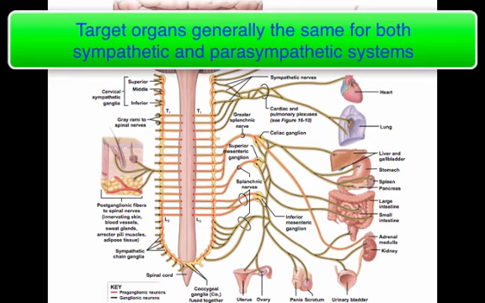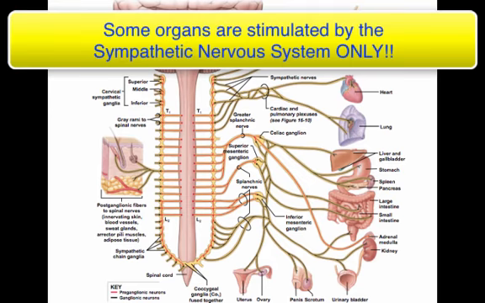The target organs for the parasympathetic nervous system are largely the same organs as for the sympathetic nervous system. However, there are some target organs that are only innervated by the sympathetic nervous system. These are blood vessels of the skin, the erector pili muscles, the sweat glands, adipose tissue, and the adrenal medulla.